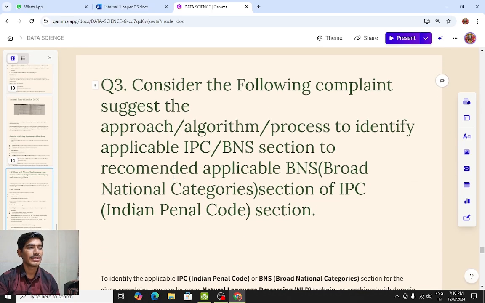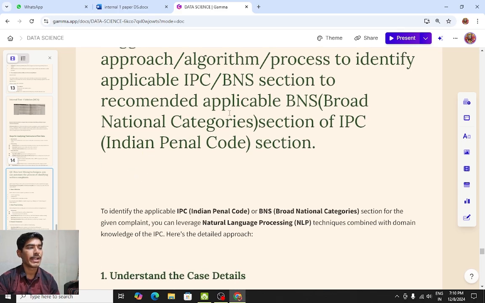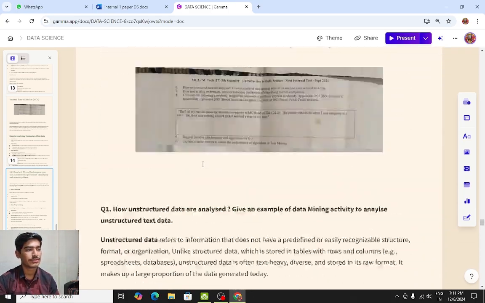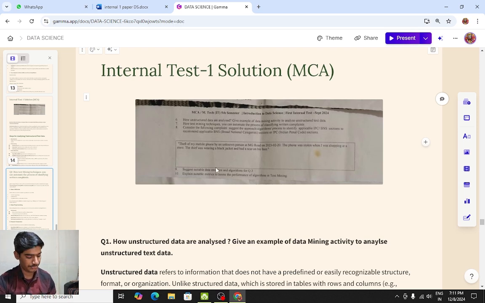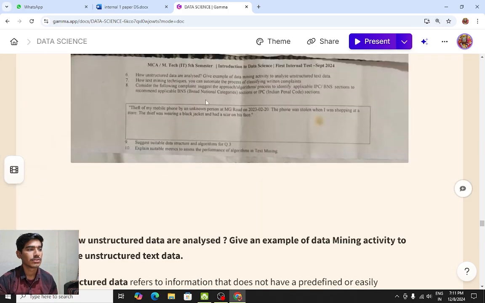Now the third question: consider the following complaint and suggest the approach or algorithm to identify the applicable IPC/BNS section, that is, to recommend the applicable BNS code or section of the IPC, the Indian Penal Code. This is the complaint: theft of my mobile phone by an unknown person at MG Road on 2023 at 2. The phone was stolen when I was shopping at the store. The thief was wearing a black jacket and had a scar on his face.